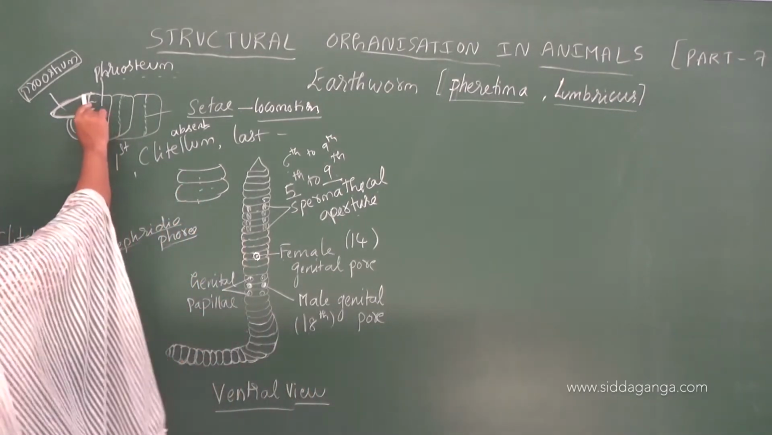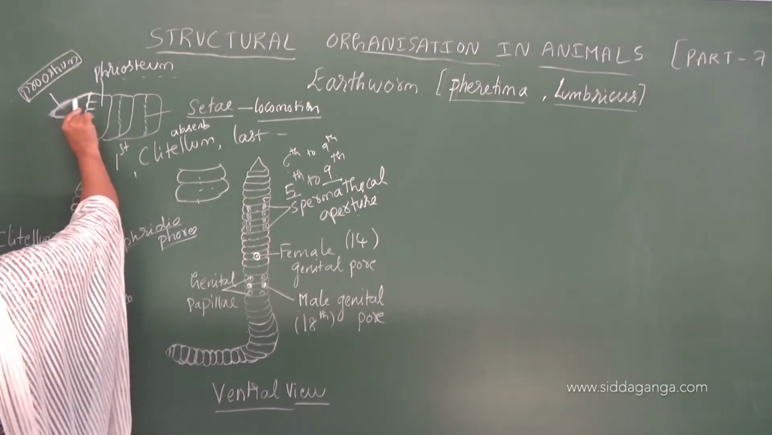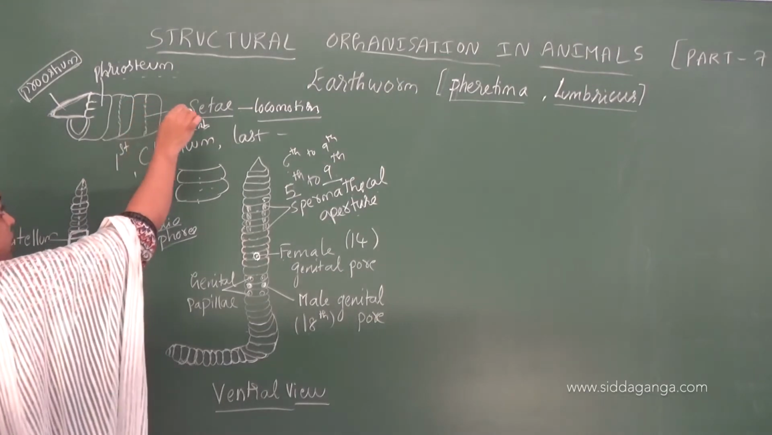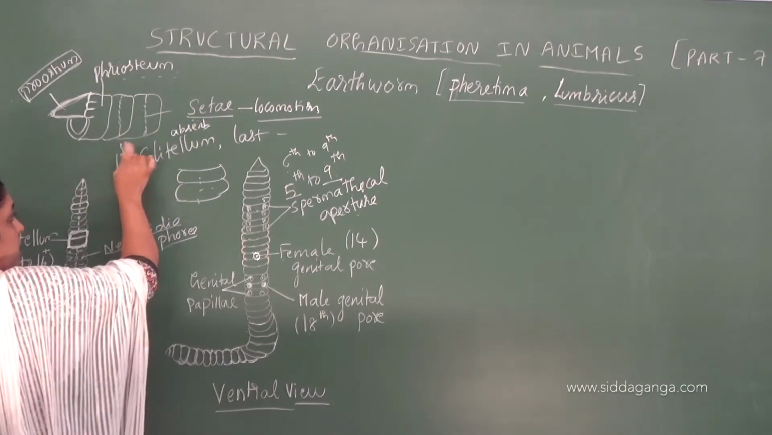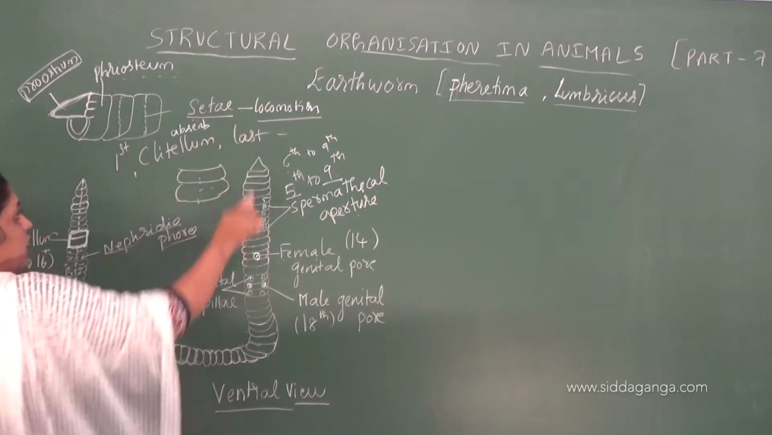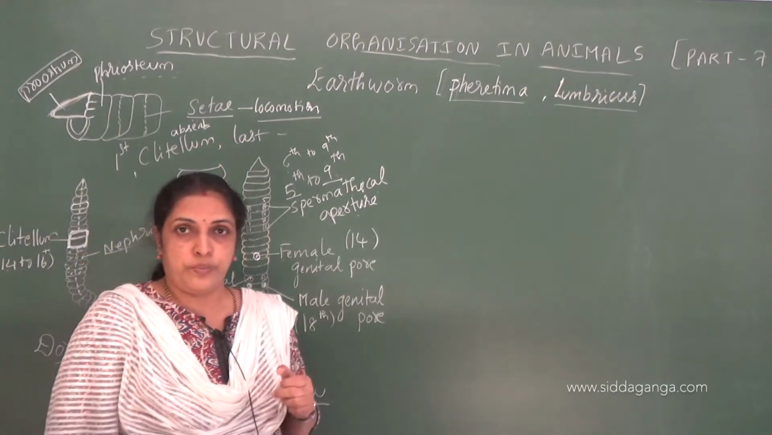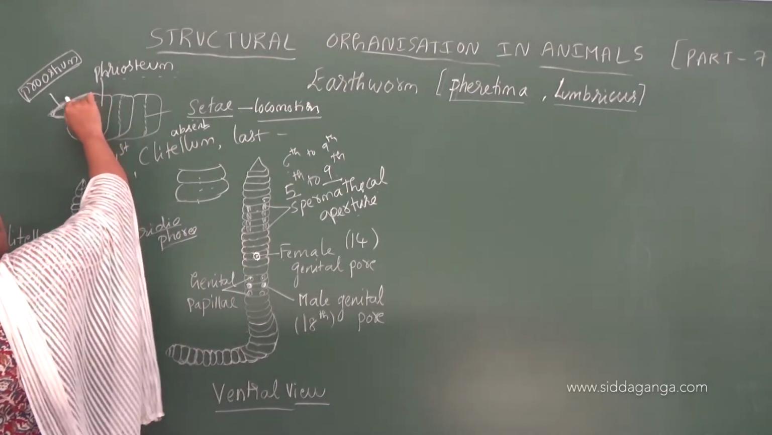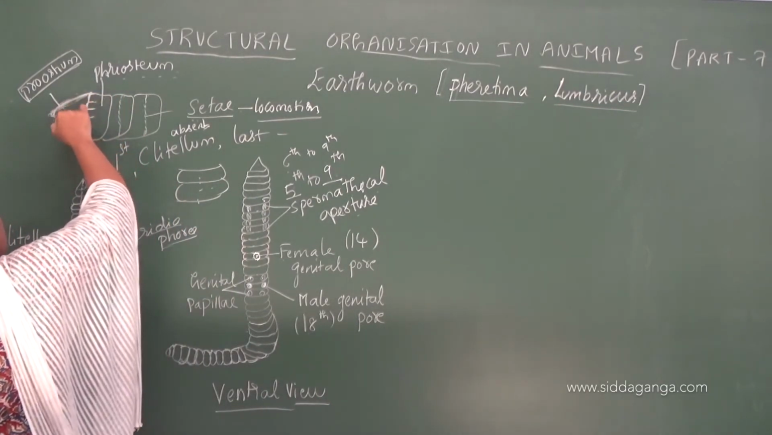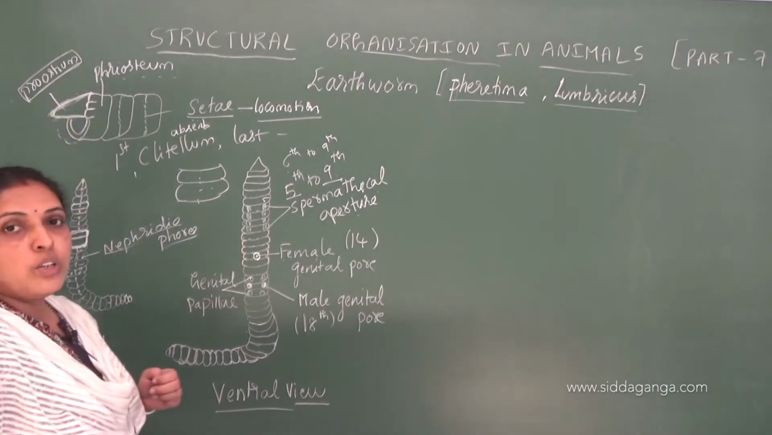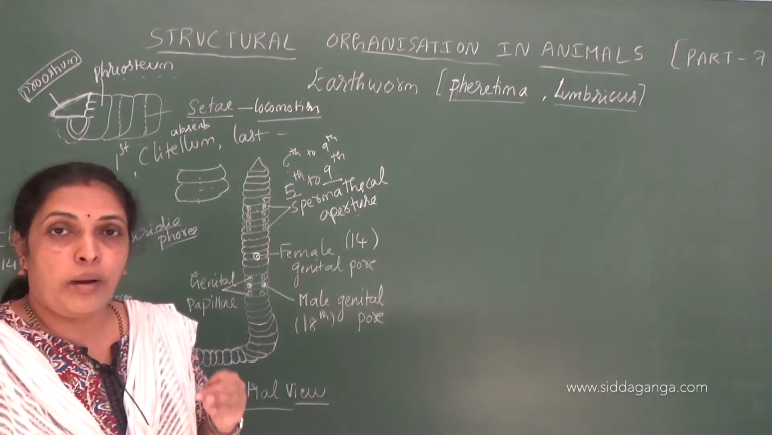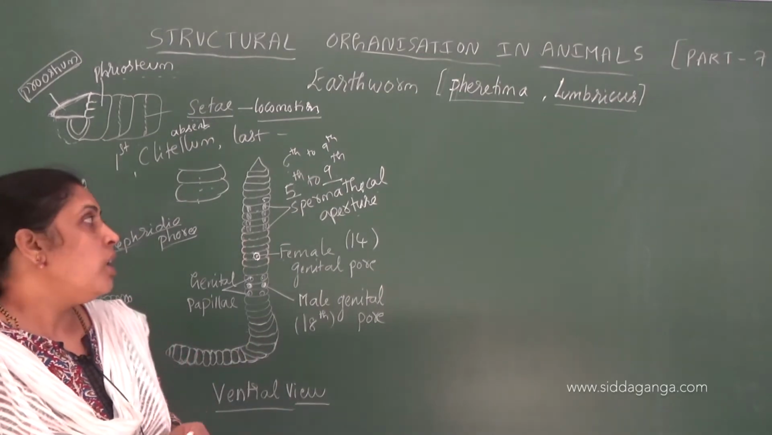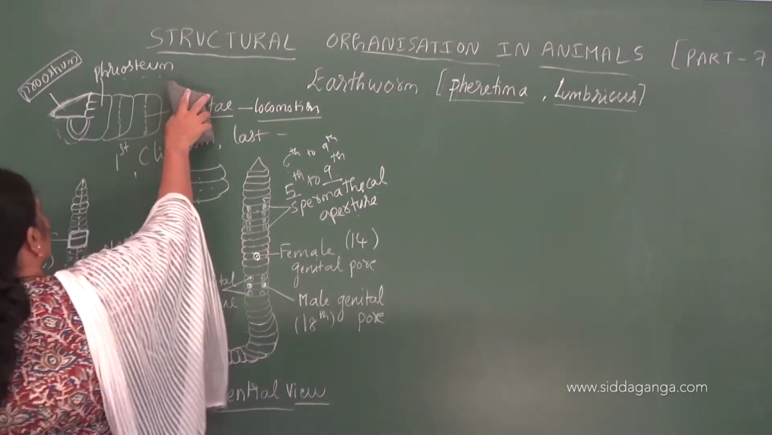Prostomium is sensory in function and wedge in shape. Setae are locomotory structures; they are absent in the first segment, in the clitellum, and in the last segment of the earthworm. Prostomium covers the mouth, understood. So in the first segment, in the clitellum and in the last segment, setae are absent in earthworm, understood. This is about the external features or morphology.